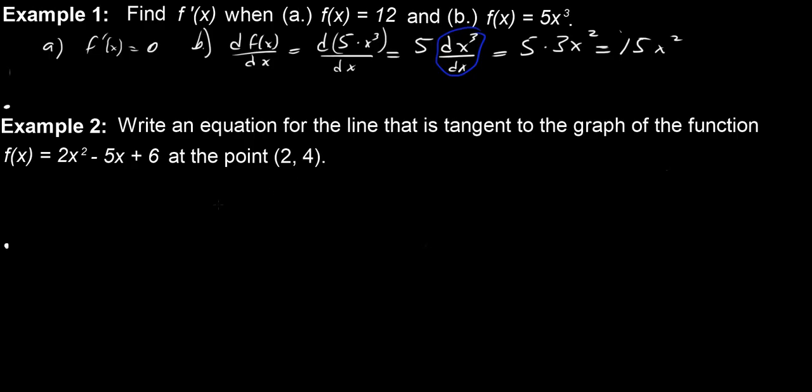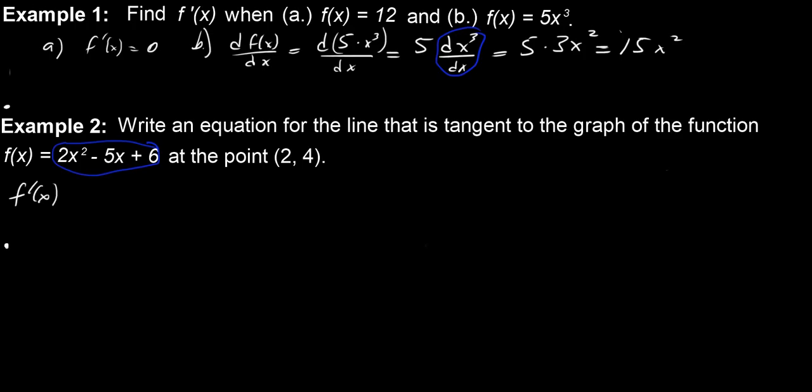Because of the geometric meaning of the derivative, the slope of the tangent line would be the derivative of the function at that point. So I'll start by finding f prime. The derivative of this polynomial, which is the sum of 3 different functions, would just be the sum of the derivatives of each of these functions. What's the derivative of 2x squared? What's the derivative of minus 5x? What's the derivative of 6?